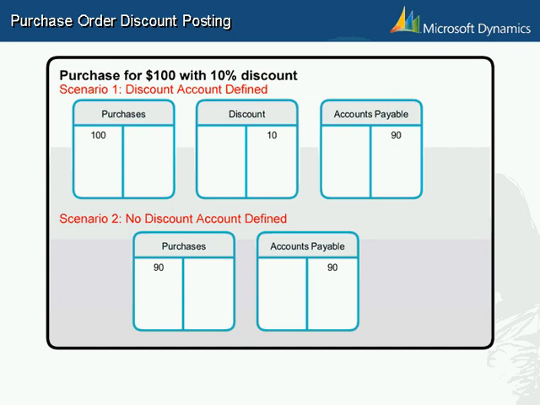Now you see purchase order discount posting. If an account is specified in the discount account, the purchase is posted before the line discount is deducted and the line discount is credited in the separate account for discount. If no account is specified for the line discount, the inventory receipt is posted after the line discount is deducted and the latter is not recorded directly in a ledger account.